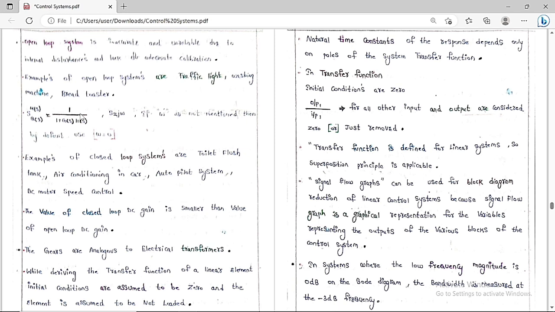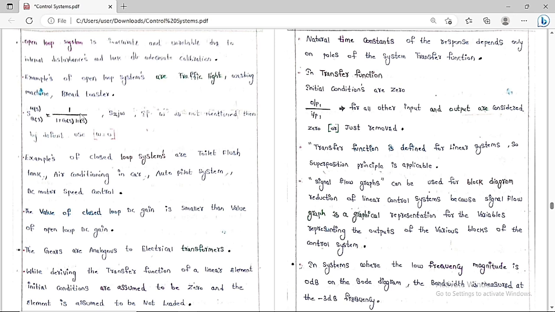Now the next thing is air conditioning in a car. Air conditioning in a car is also a closed loop system, because whenever you switch on the AC, the room becomes very cool, but after a certain limit the cooling stops, because it is a closed loop system. It knows the desired temperature value is obtained, so now it's time to stop. That is the air conditioning in a car.